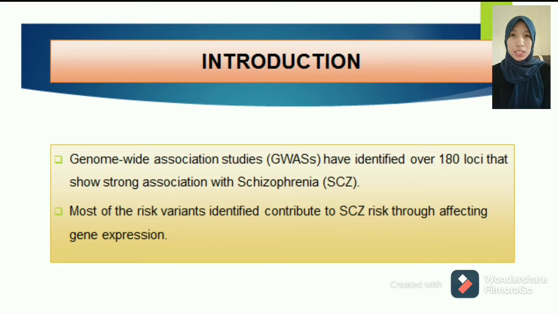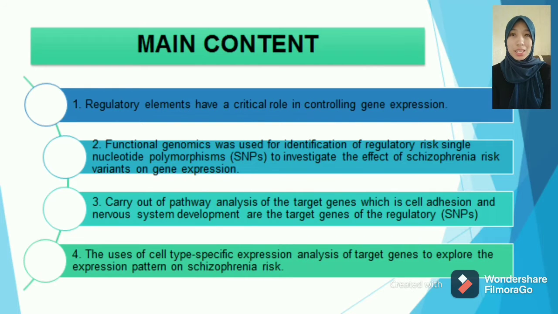Today I would like to present my title, Functional Genomics Reveal Gene Regulatory Mechanism Underlying Schizophrenia Risk. Okay, for the introduction, genome-wide association studies have identified over 180 loci that show strong association with schizophrenia. Most of the risk variants identified contribute to schizophrenia risk through affecting gene expression.